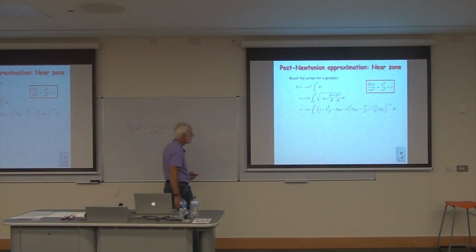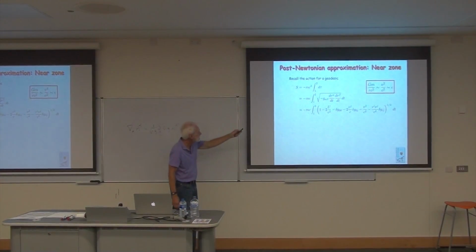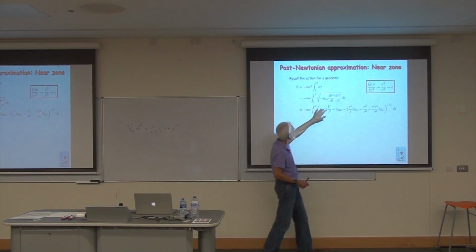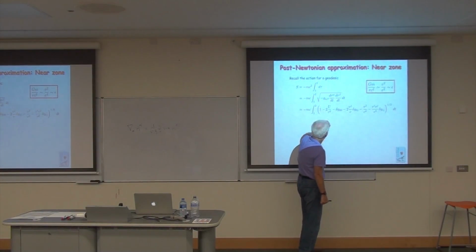Well, to see that, let's just go back to our original action for the geodesic. It's the integral of proper time between two space-time points. We put the metric in, so there's our effective Lagrangian. And now let's expand this out component by component.